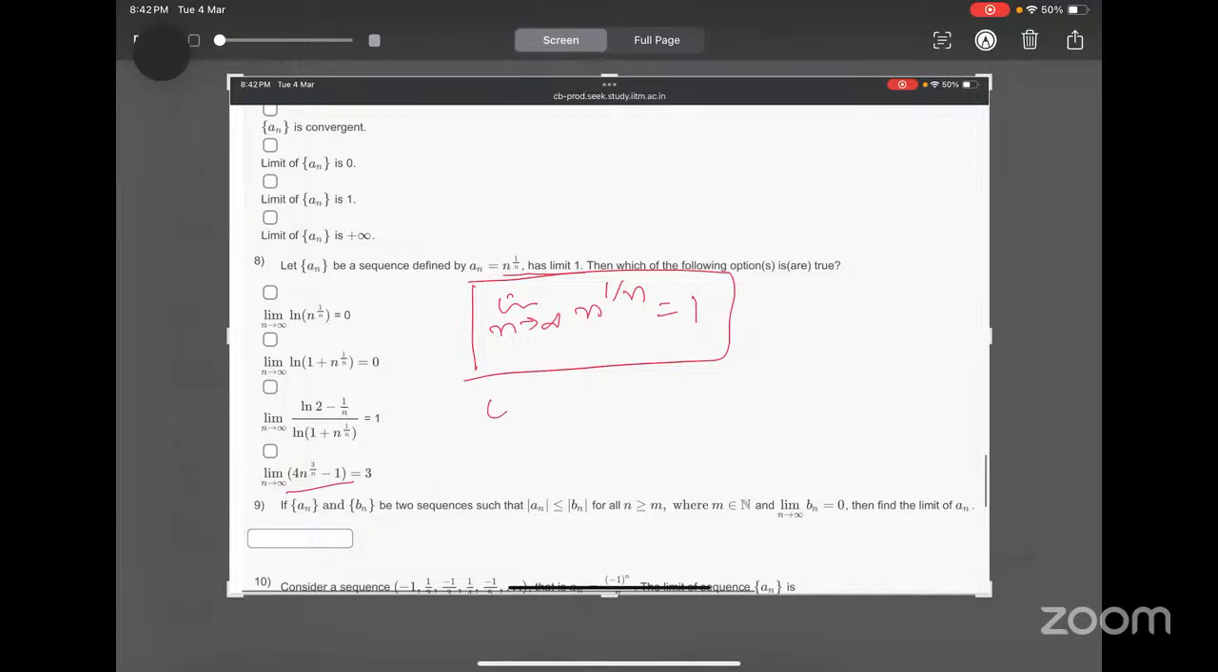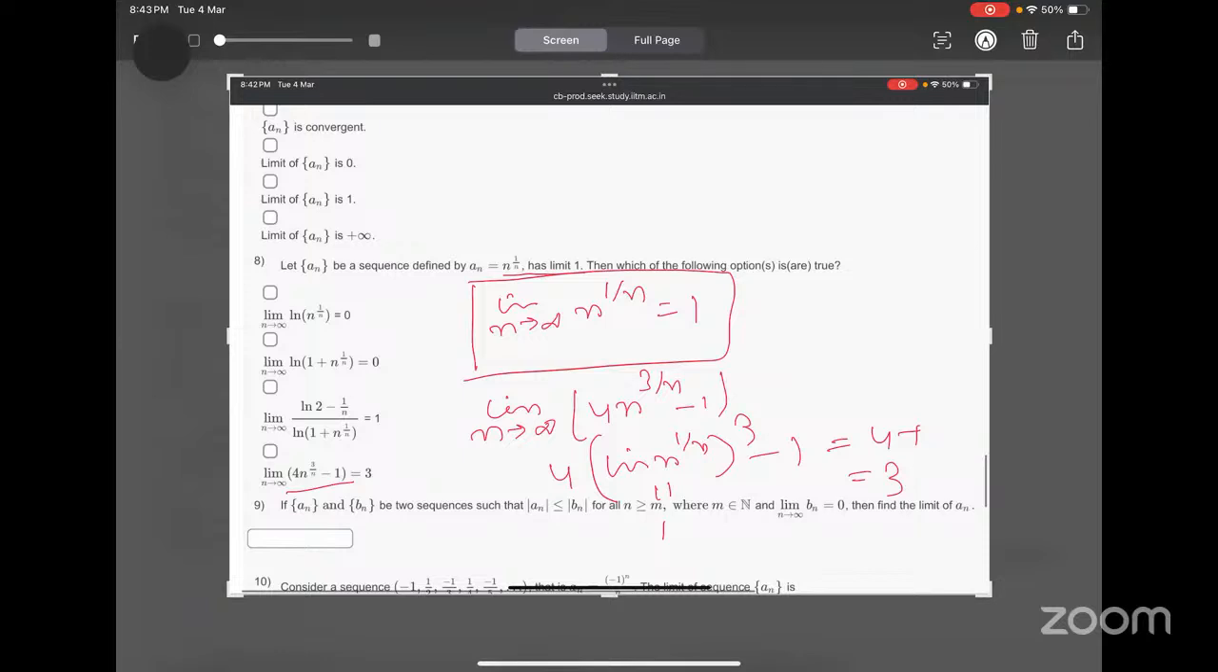Okay. So we have limit n tending to infinity of 4 into n power 1 over n, whole cube, minus 1. Now after I saw this, I can understand. 4 is a constant. So the limit will be 4 into limit of n power 1 over n, whole cube, minus 1. So this is 1. That means it will be 4 minus 1. So 3.